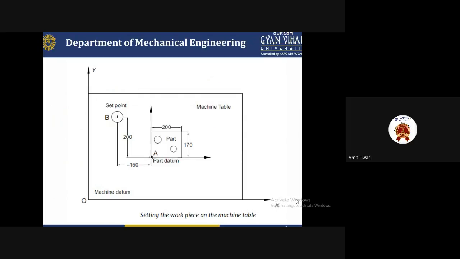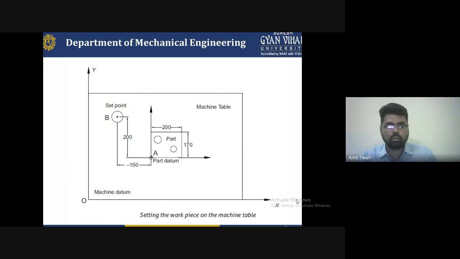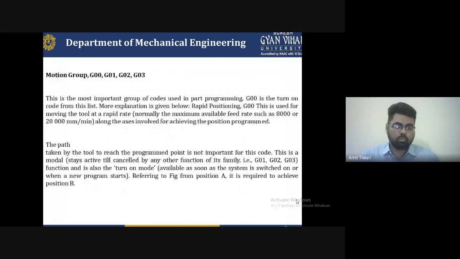For the two holes you have to give the coordinates. So this type of machining operation will be performed on the desktop of the NC control machine. You can see that this type of code will be used for such a table. These are very simple, like setting the workpiece on the machine table. Now the motion group, that means G00, G01, G02, G03.